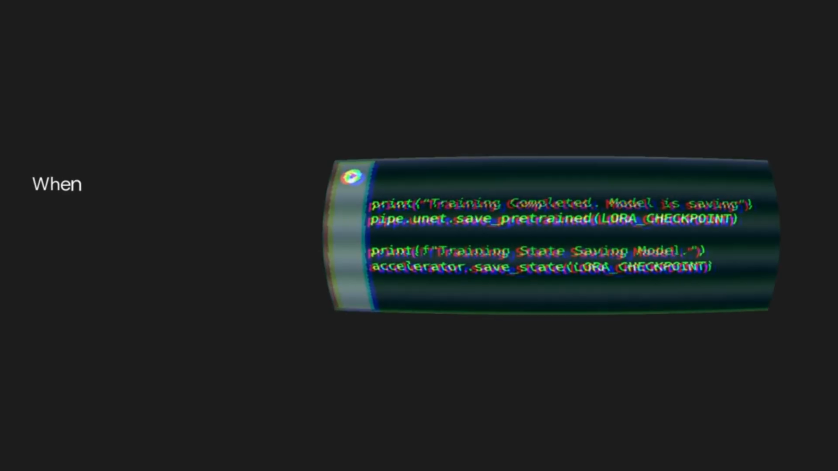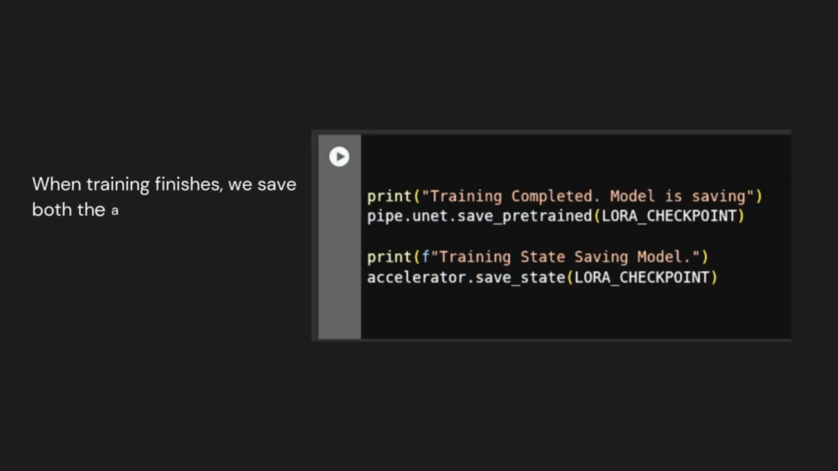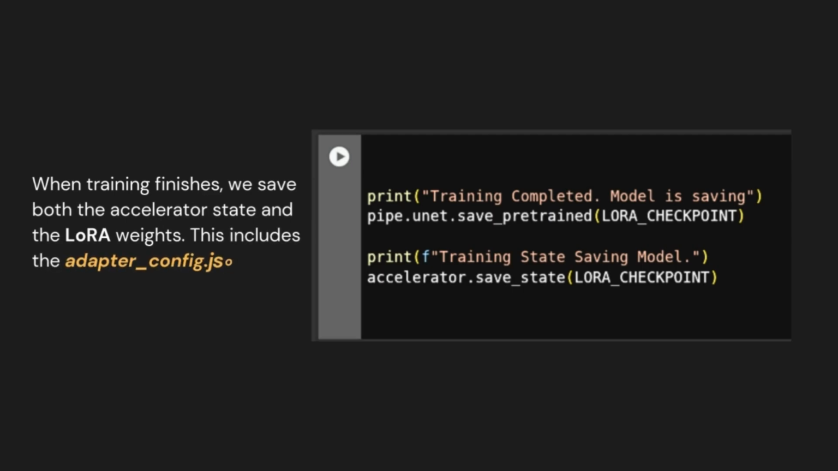Step 9, save LoRA plus state. When training finishes, we save both the accelerator state and the LoRA weights. This includes the adapter config.json needed for loading later. And that's the full fine-tuning pipeline with LoRA on Stable Diffusion Turbo.